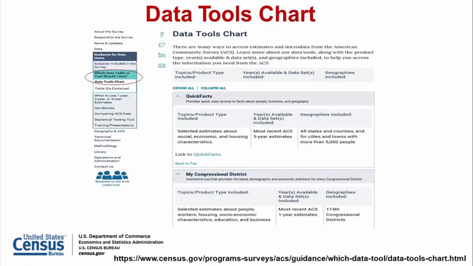The data tools chart. I showed you when I went to the ACS home page, we have the data tools chart that tells you what tools are good to use in what situation, and geography coverage and topic coverage as well. So you can get that from census.gov/ACS in the data tools section.